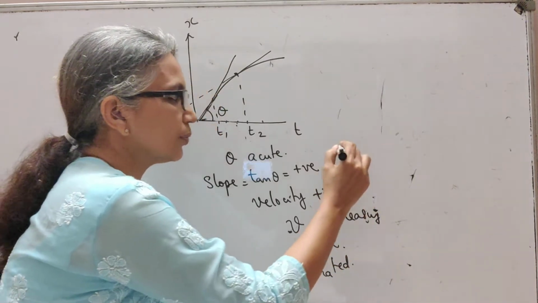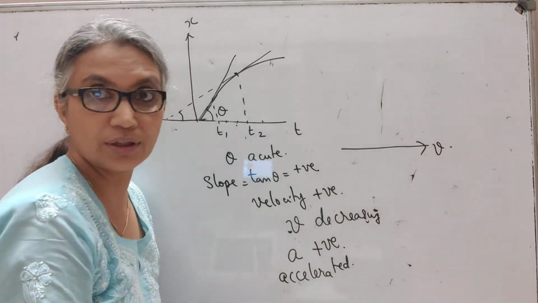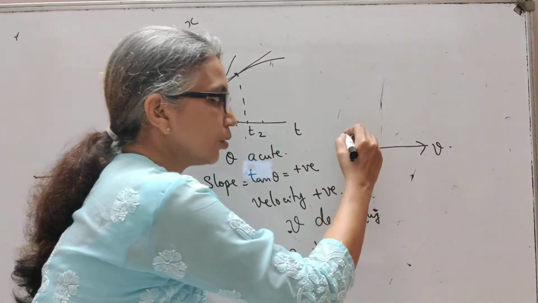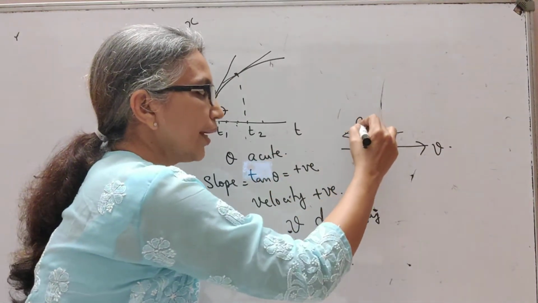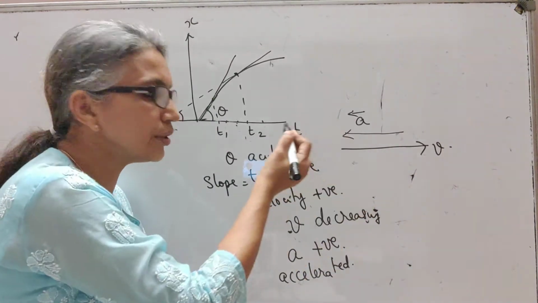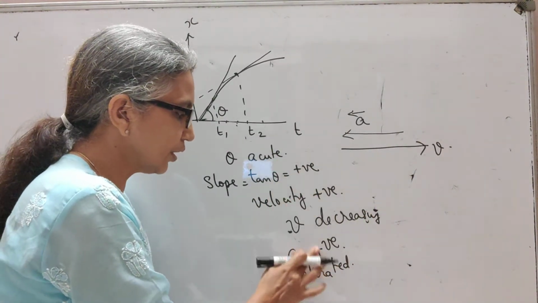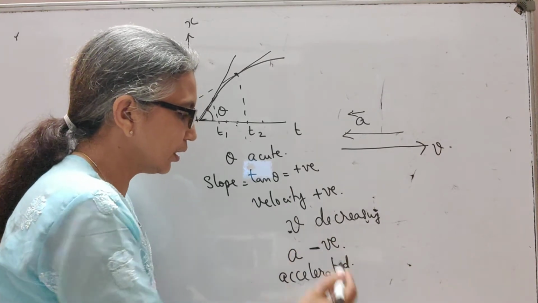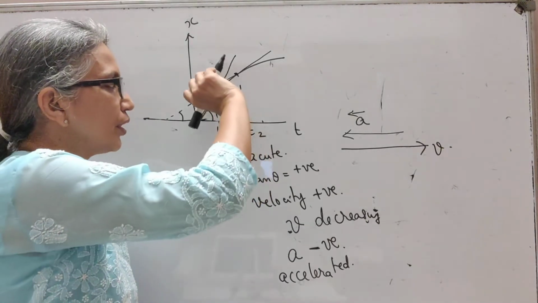Now, if your body is moving to the right, but its velocity is going on decreasing, that means obviously there is some force acting in the opposite direction. Your acceleration is therefore F equal to ma. Acceleration is opposite to velocity. So if velocity is positive, it means that in this case, the acceleration is negative. So I hope you understood what I said.